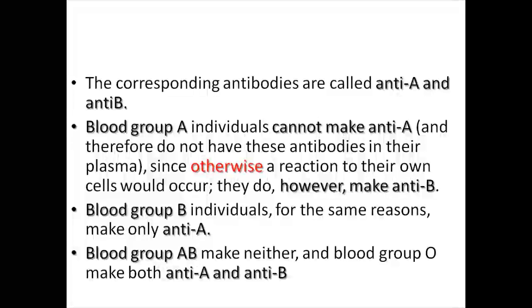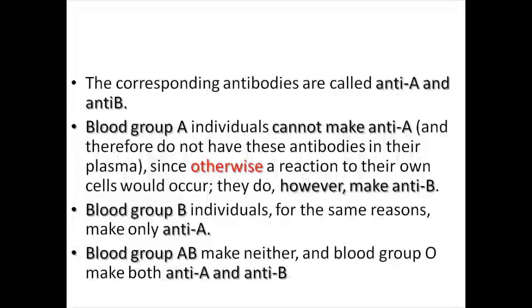How can we explain this? There is an antibody against A and an antibody against B. How is this? Take an individual with blood group A. An individual with blood group A cannot make antibody A. Instead, it makes antibody B. How? Okay, it's like this.